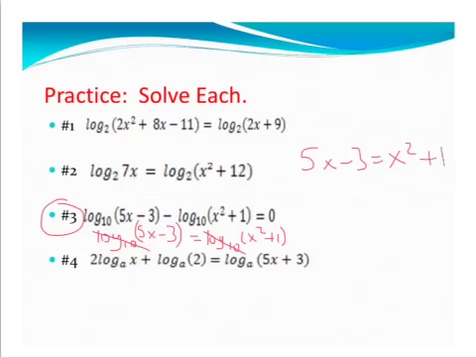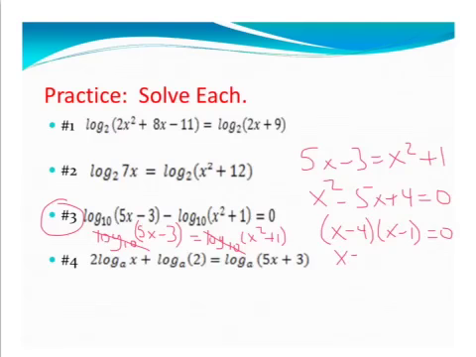So I'm going to get everything on one side. I'm going to have x squared minus 5x plus 4 equals 0. I can factor this into x minus 4, x minus 1, because I know that -4 times -1 gives me 4, and -4 plus -1 gives me -5. So my answers are going to be x equals 4 and x equals 1.